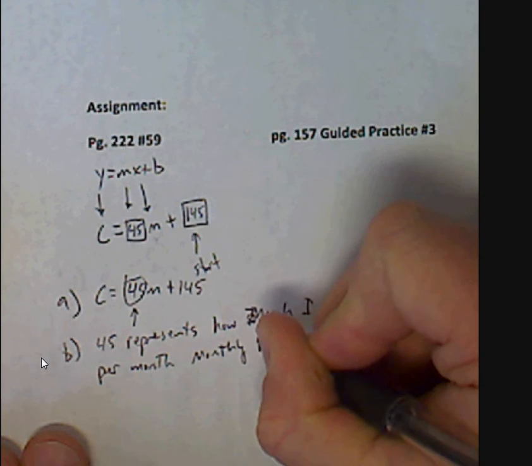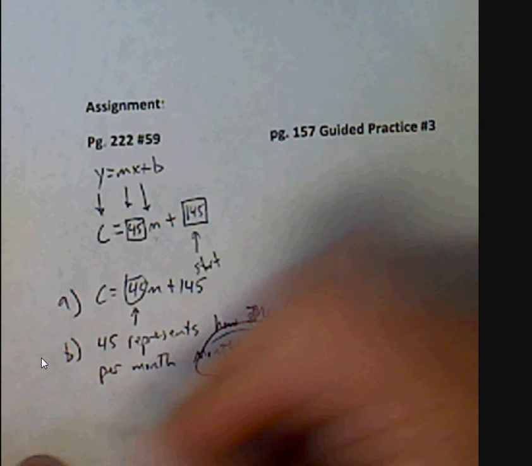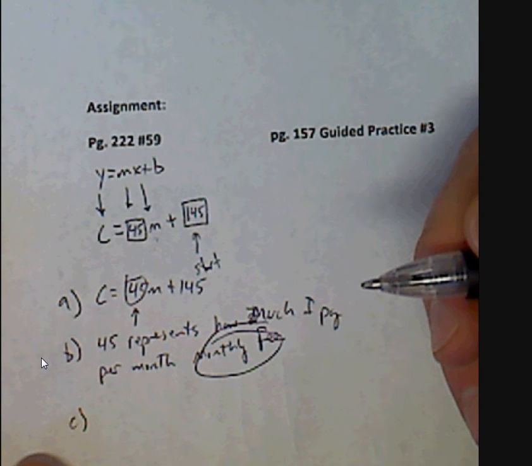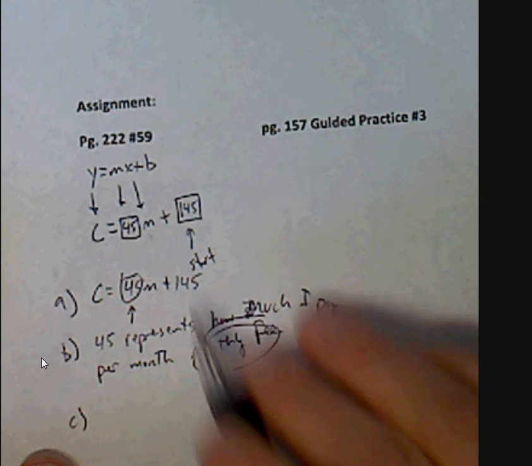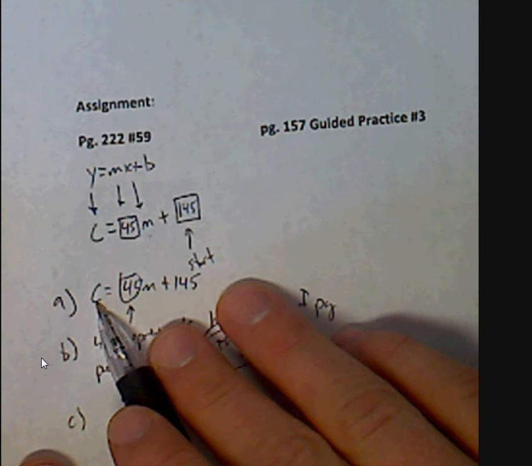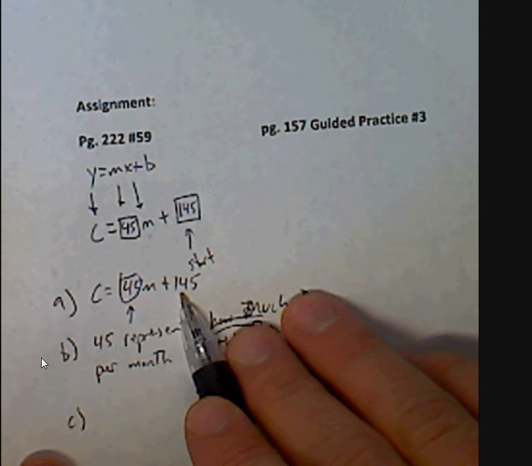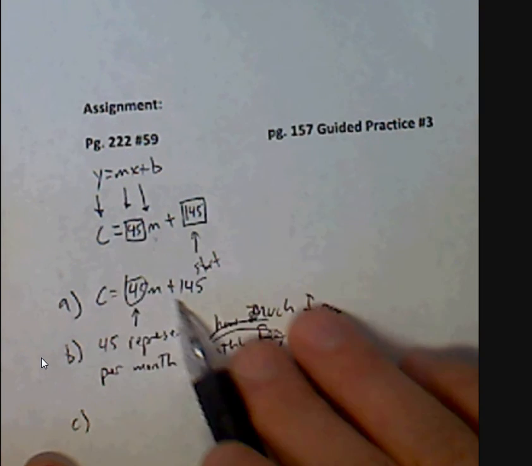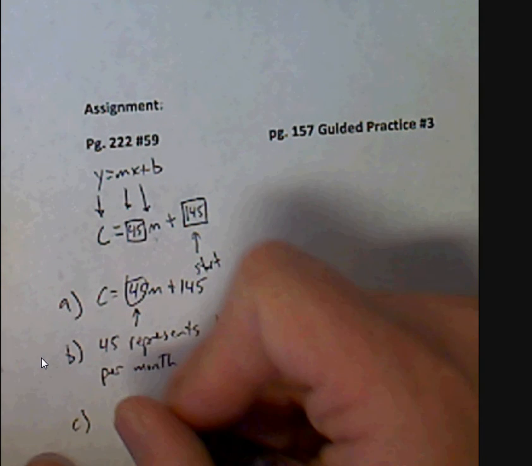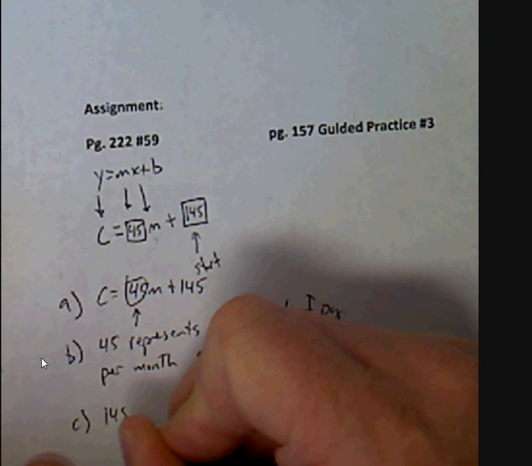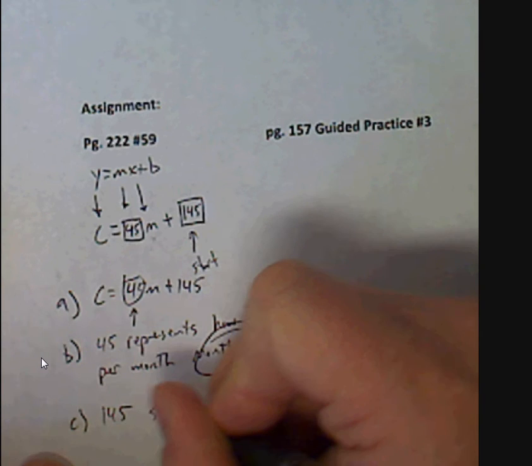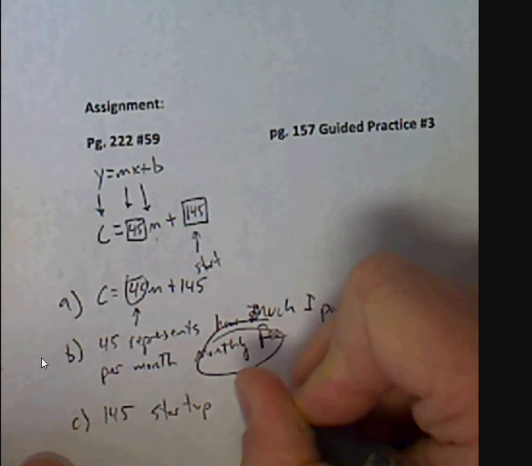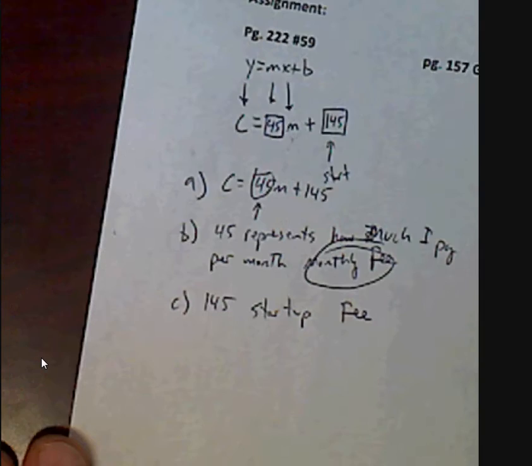Letter C says, what is the C-intercept? Since we have a C in front, usually this is the y-intercept because we have a y, but they're saying this is the C-intercept. So what is 145? Well, 145 represents our startup fee. That's what that represents.